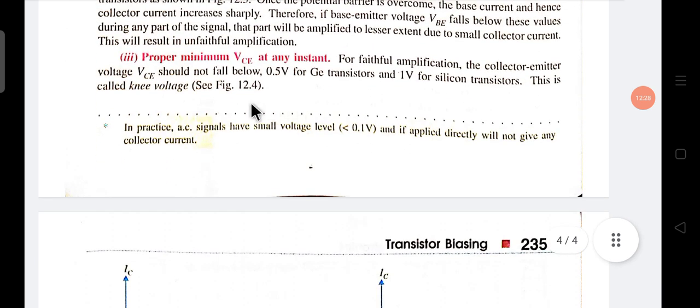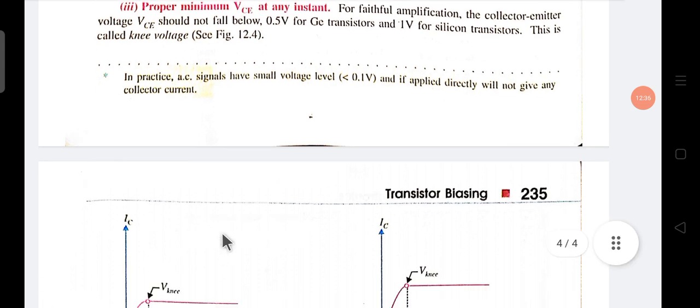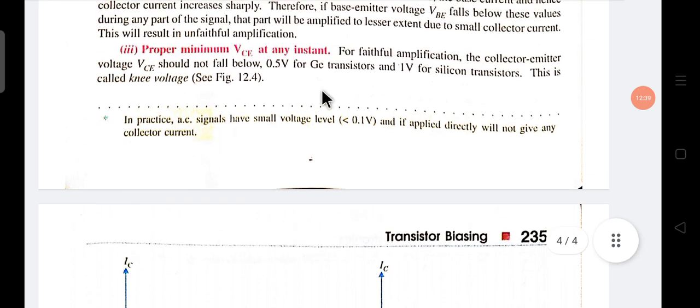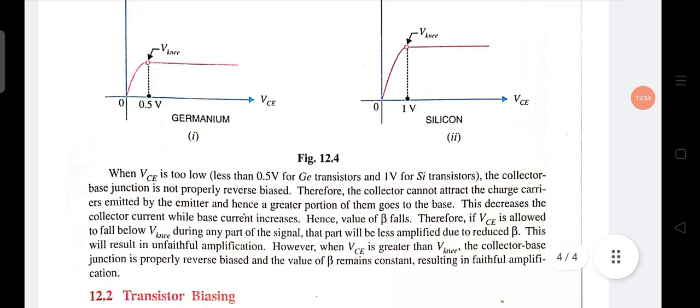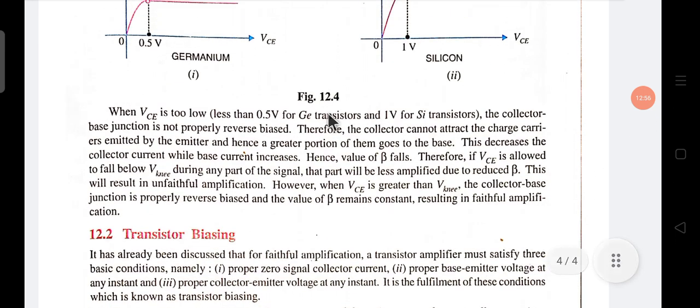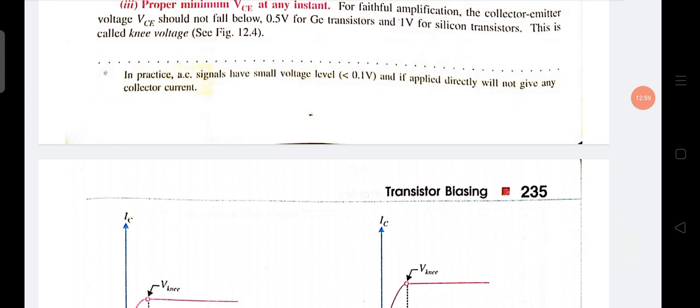Then the next condition is proper minimum VCE at any instant. For faithful amplification, the collector emitter voltage VCE should not fall below 0.5 volt for a germanium transistor, and 1 volt for a silicon transistor. Remember this. This is called the knee voltage. Previously we have studied about the knee voltage.